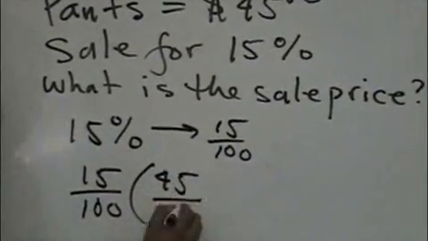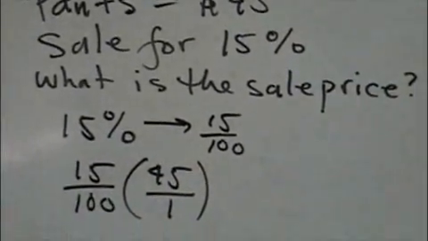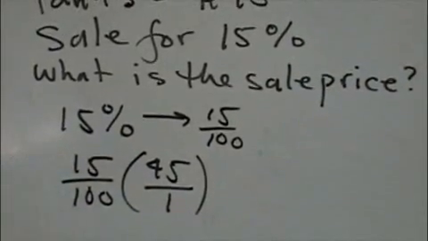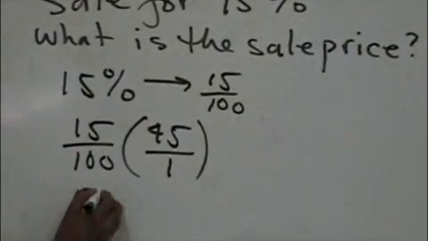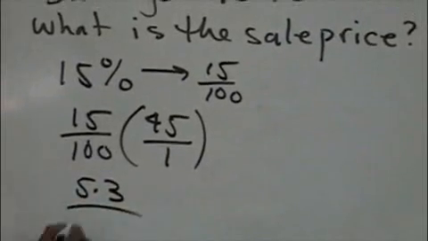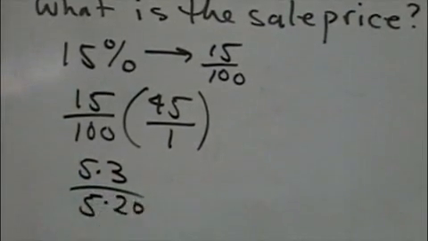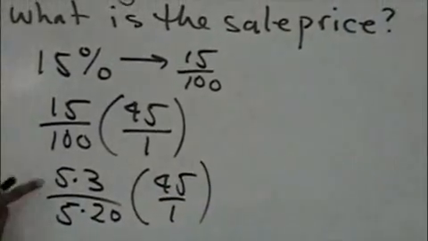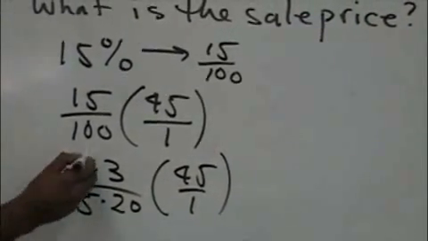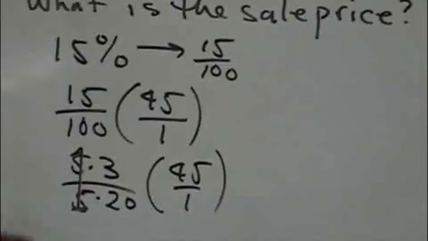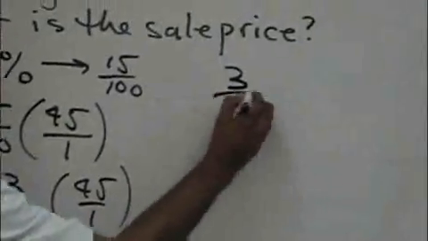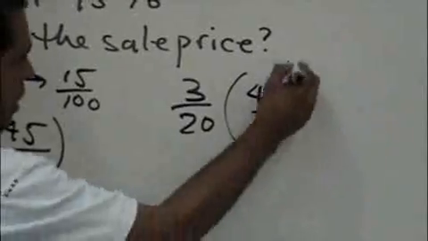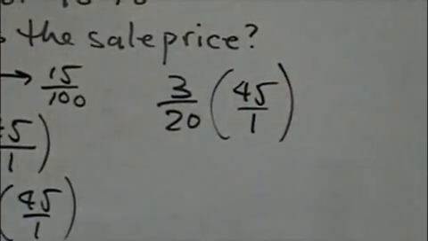In multiplying by 45, it is useful to put a 1 in the denominator, so it can help reduce your fractions. Simplify 15 over 100 first. That will be 5 times 3 over 5 times 20, multiplying it again by 45 over 1. As you can see, 5 over 5 will be reduced to a 1, leaving us with 3 over 20 multiplied by 45 over 1. We continue reducing the fractions.